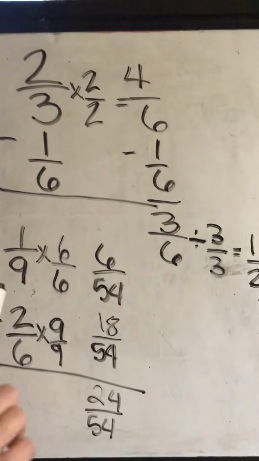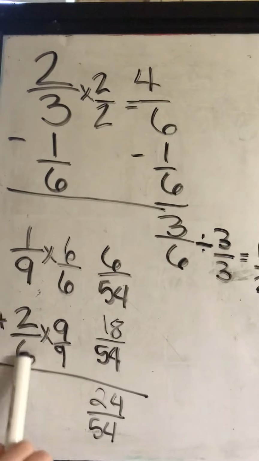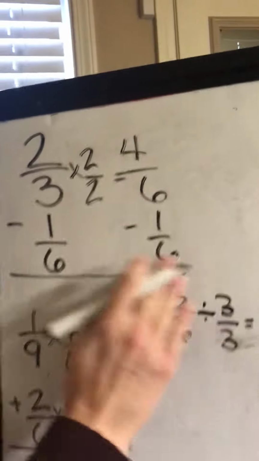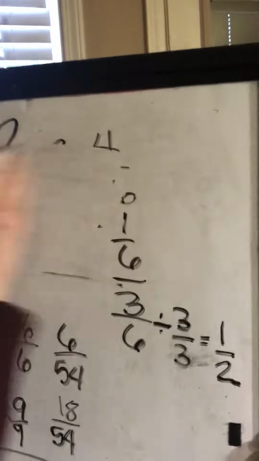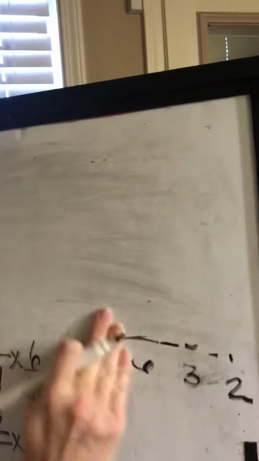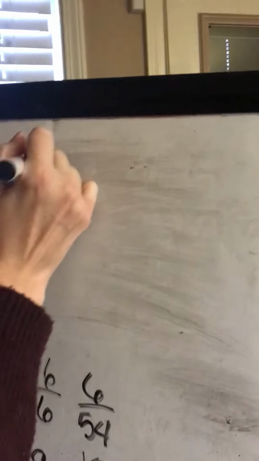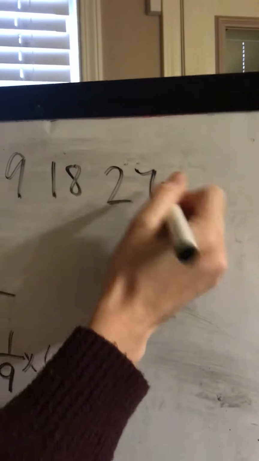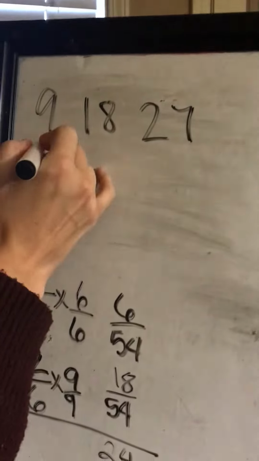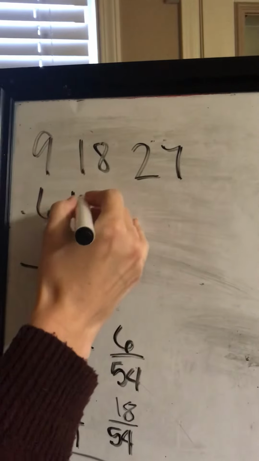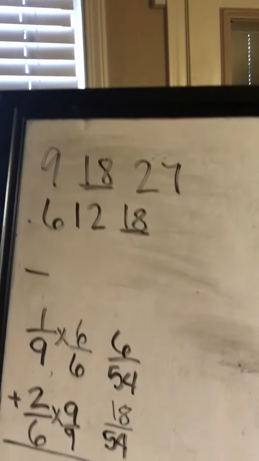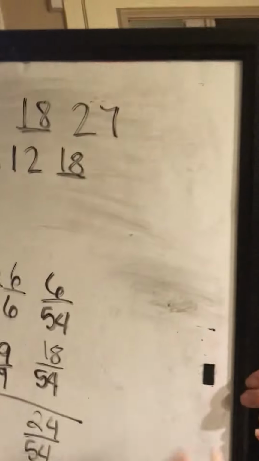But if I would have used the least common multiple with these two, if I count out my multiples of 9, so let me just kind of erase this up here so I can do that part. So my multiples of 9 are 9, 18, 27, and then I'll go ahead and count some multiples of 6. So I've got 6, 12, 18. So 18 is a common multiple. So this is another way that we could do this.